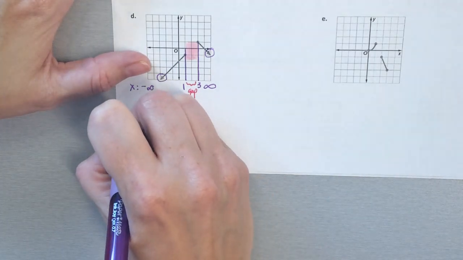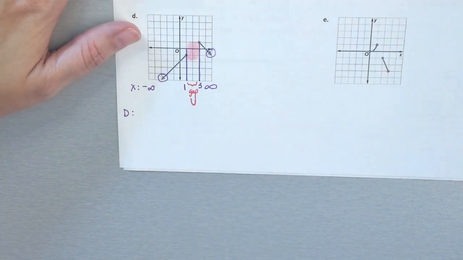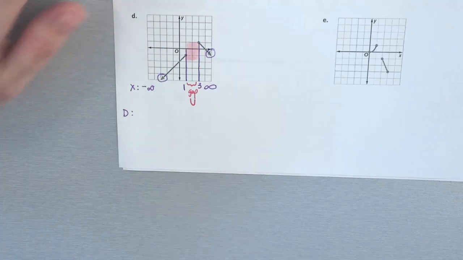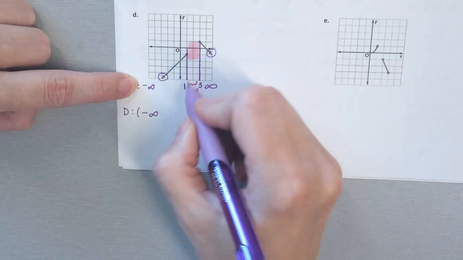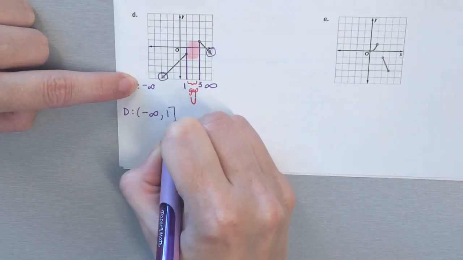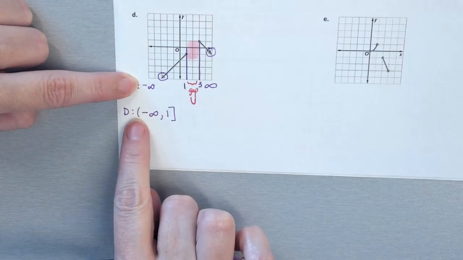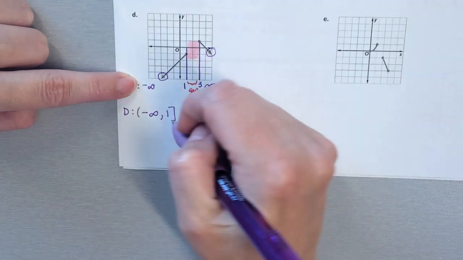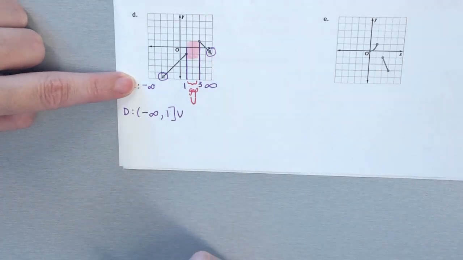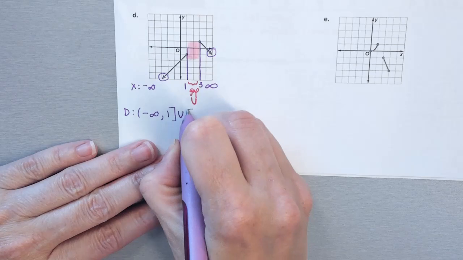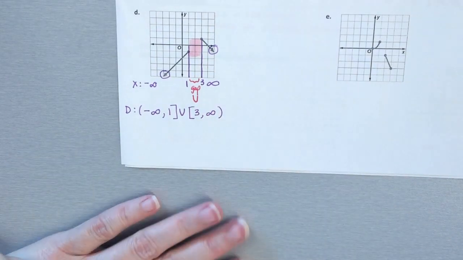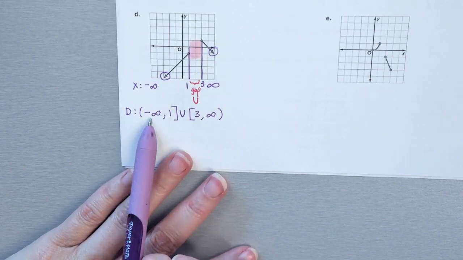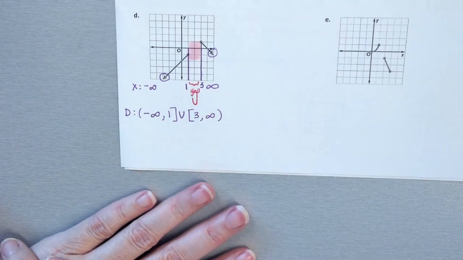So when you do your domain, again, we're going to start with the interval notation. It's a little bit easier. It's going to go from negative infinity to 1. Soft bracket, hard bracket. We're going to connect that with a union to the second interval, which goes from 3 to infinity. Okay, so these are our two intervals for x.